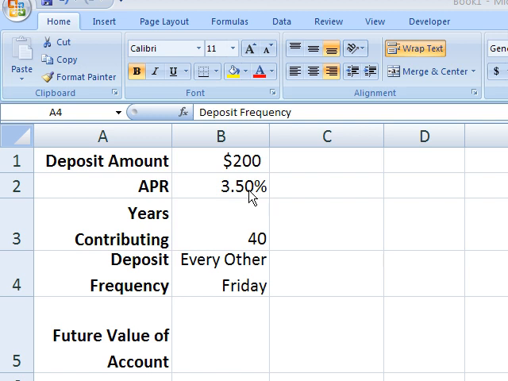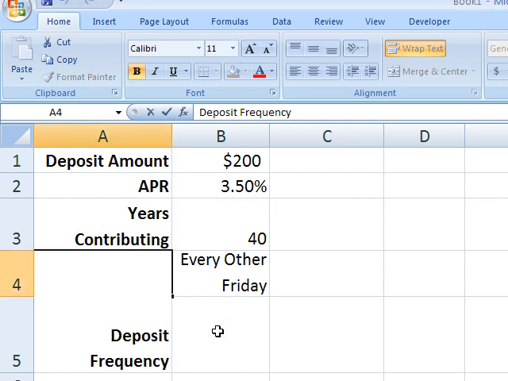The purpose of this tutorial is to discuss the future value function in Excel. Now, the purpose of future value is to calculate the amount of money you will amass in some account, assuming that you're going to make standard periodic payments into the account and the account is going to draw a constant interest rate. So let's look at how it works.